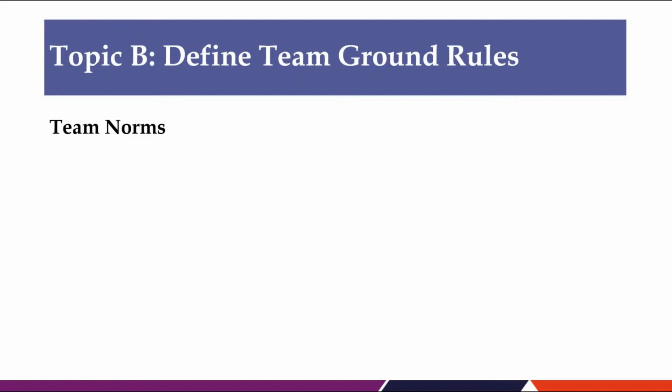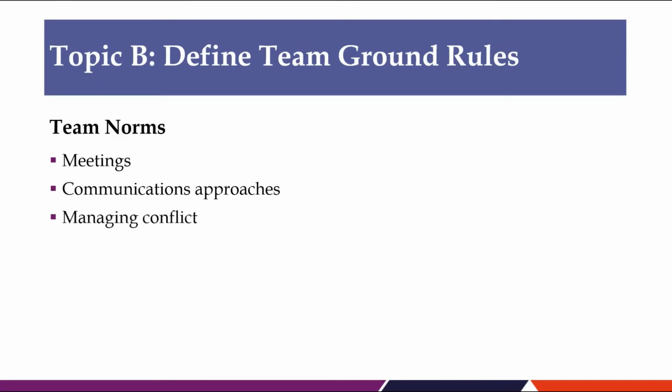The goal of the team charter is to establish team norms or expected behaviors of the team. By taking the time to establish these norms at the beginning of the project, the team is more likely to be able to handle challenges as the project progresses. These norms should include meetings, communication approaches, managing conflict, shared values, and decision making.